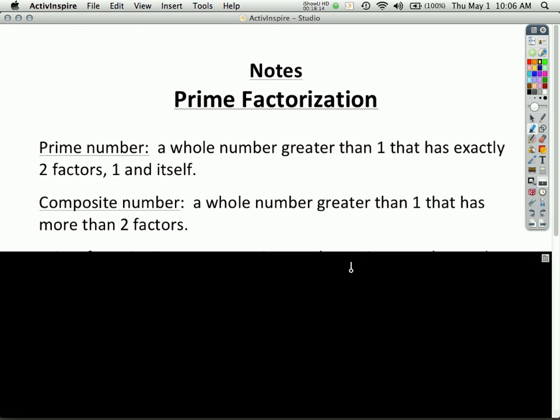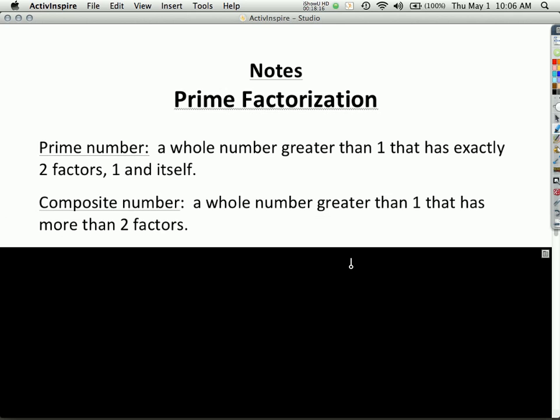So, those are the first 2 definitions. We don't need to copy them down because you already know them. You learned it last year, possibly the year before. A prime number is a whole number greater than 1 that has 2 factors, 1 and itself. A composite number is a number greater than 1 that has more than 2 factors. Anyone have any questions about that? That is the foundation of what we're going to be doing today.